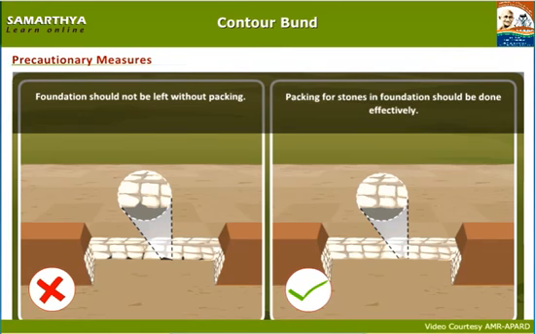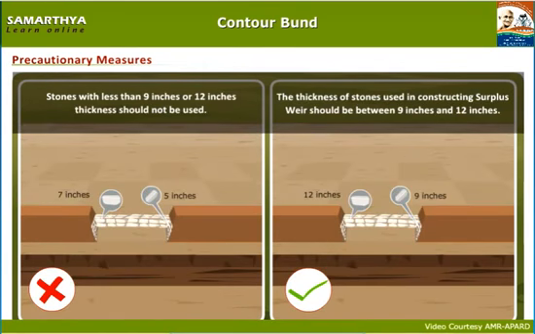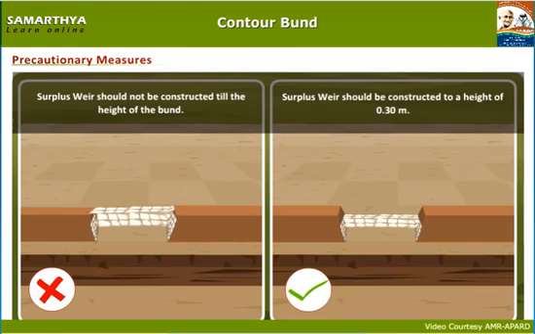Stones with less than 9-inch or 12-inch thickness should not be used. The thickness of stones used in constructing a surplus weir should be between 9 inches and 12 inches. Surplus weir should not be constructed till the height of the bund. Surplus weir should be constructed to a height of 0.30 meters.